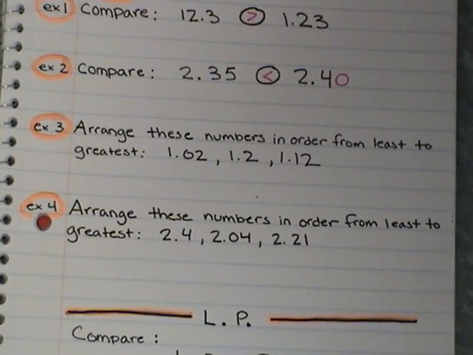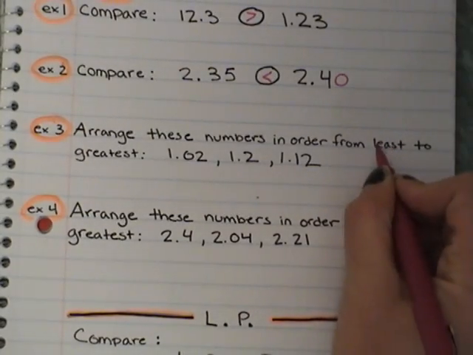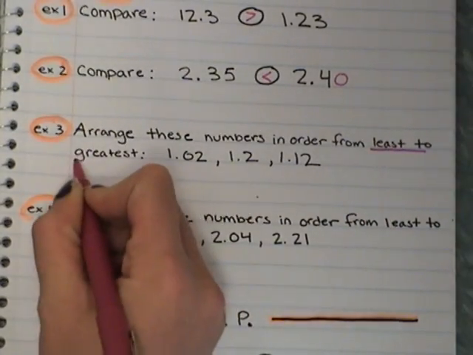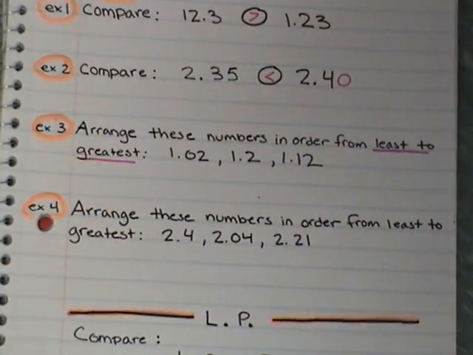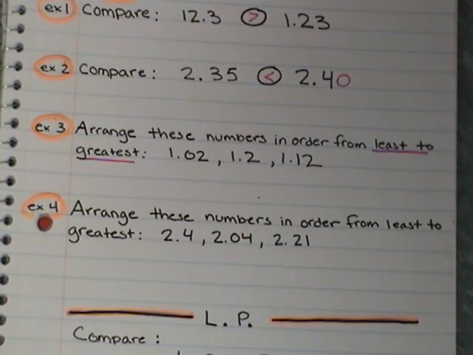Arrange these numbers in order. I'm just going to highlight this from least to greatest. Now be careful. Sometimes in your book or in a test, it might be greatest to least. You never know. All right, so I'm going to do what I did before. I have 3 numbers here, and they all look pretty similar. So what I do first is I look at my whole number, and I'm going to see which one is biggest, or I guess which one is the smallest first.